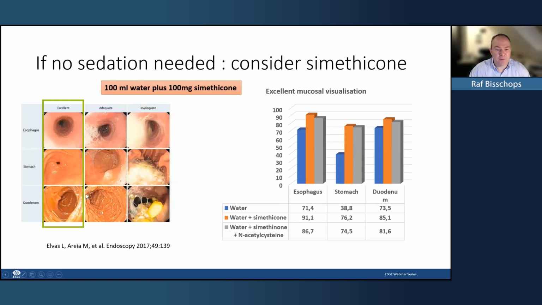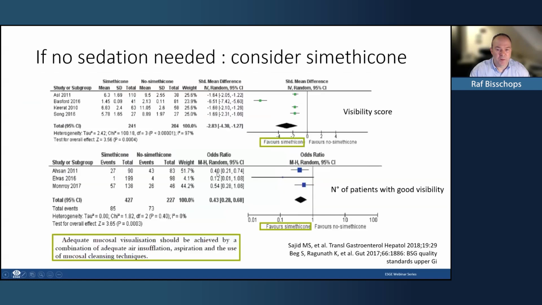And this, in this study from Portugal, increased the visibility to an excellent mucosal visibility significantly throughout the esophagus, stomach, and duodenum. So you can see here, the orange is the water plus simethicone, which improves the visibility significantly, especially in the stomach and the esophagus, in comparison to water alone. The addition of acetylcysteine did not change a lot here.